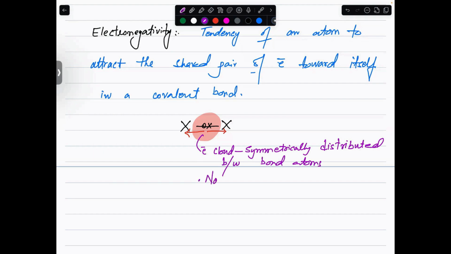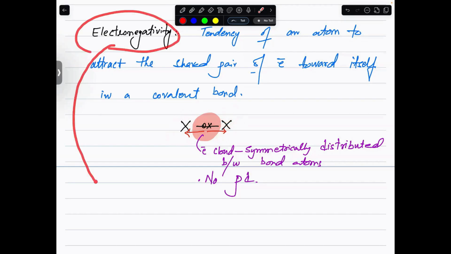No permanent dipoles. What is the meaning of this? I'm going to explain it. Now, these two atoms, they're same atoms. They have same nuclear attraction for electron, equal. Same electronegativity. So electronegativity is directly linked to what? Nuclear attraction.